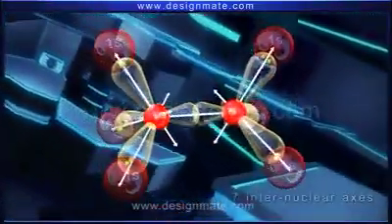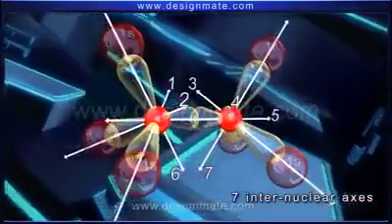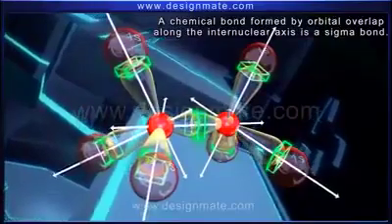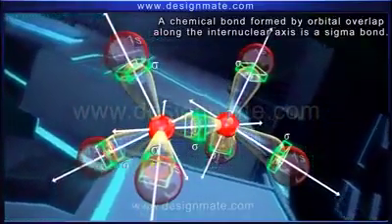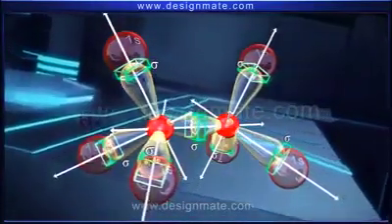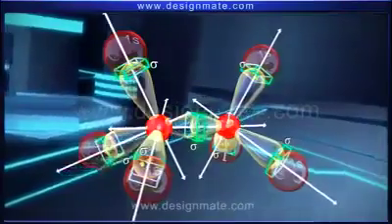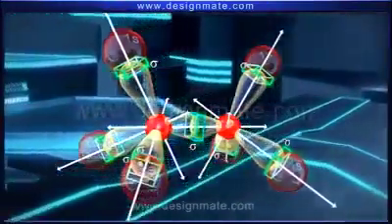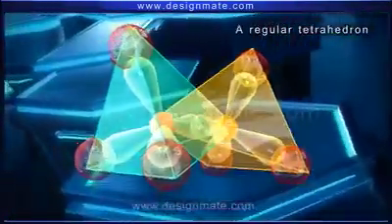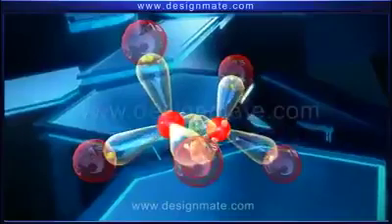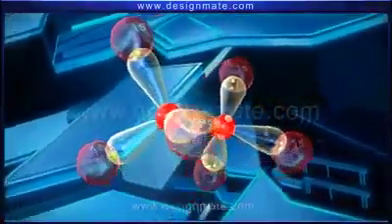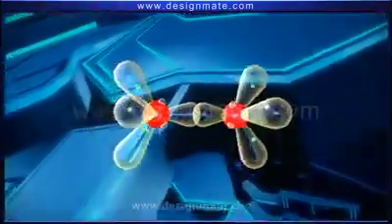We can thus visualize 7 internuclear axes between them. A chemical bond formed by orbital overlap along the internuclear axis is a sigma bond. Thus, both the carbon atoms are surrounded by 3 carbon-hydrogen sigma bonds and 1 carbon-carbon sigma bond. These bonds are directed along the corners of a regular tetrahedron, and all carbon-hydrogen bonds are of the same bond length.